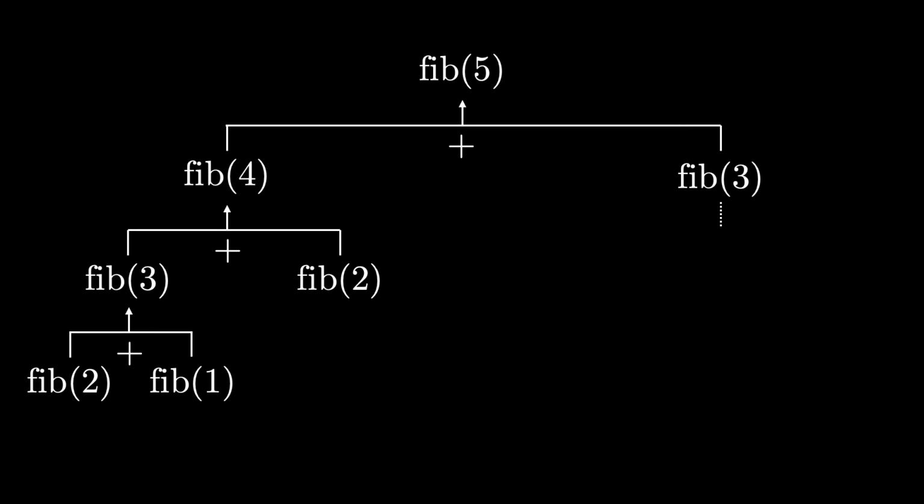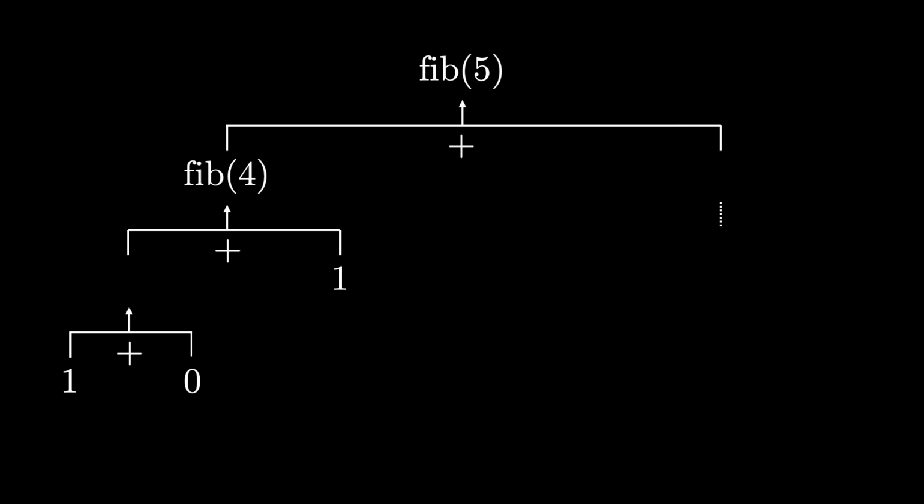At this point, we can start working upwards. We know that the first Fibonacci number is 0, and that the second one is 1. Then, we can compute the third number, then the fourth, and finally we have the answer for the fifth Fibonacci number, which is, ironically, 5.